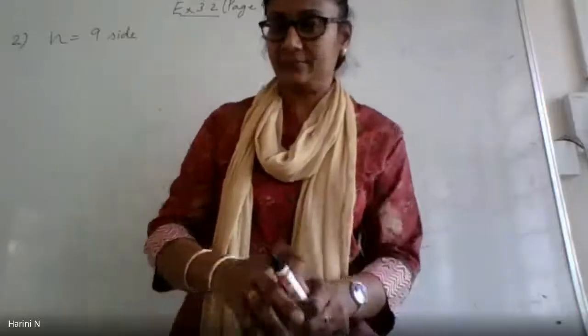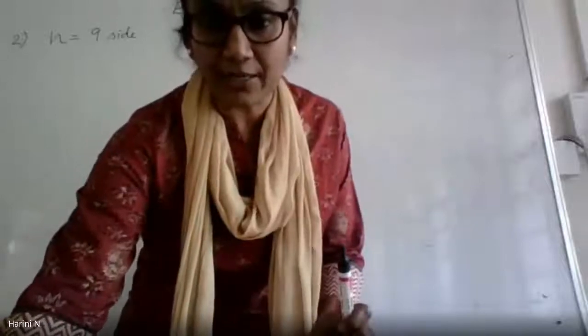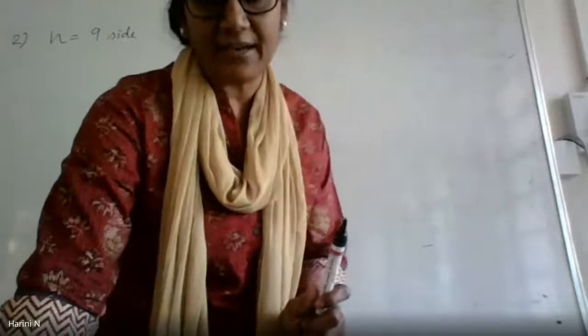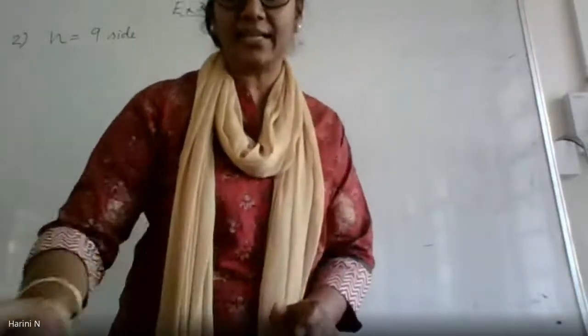I have been given that the polygon is 9-sided. Now, how will I use this information to find the exterior angle? Ma'am, 360 divided by 9. Yeah, 360 divided by 9. Why should I divide it with 9? Ma'am, because it has n sides, which is equal to 9.